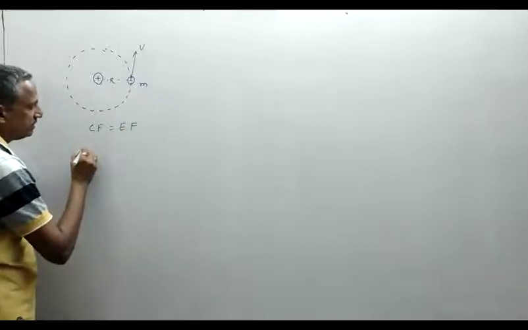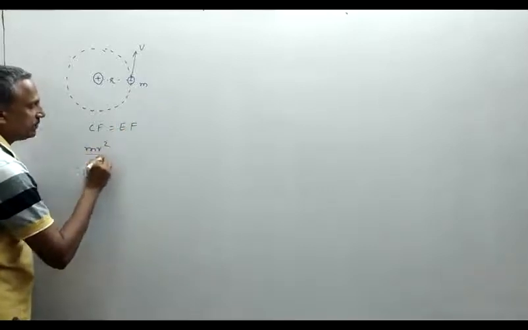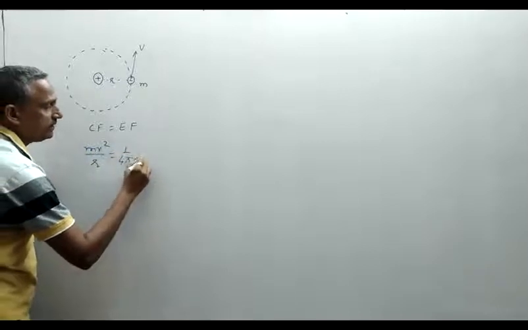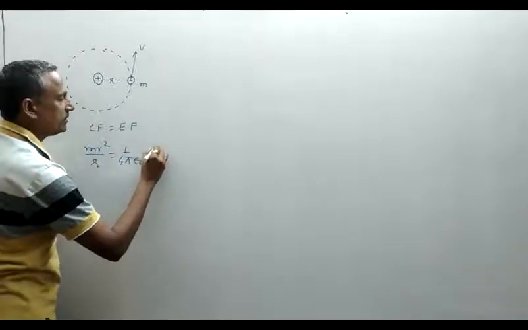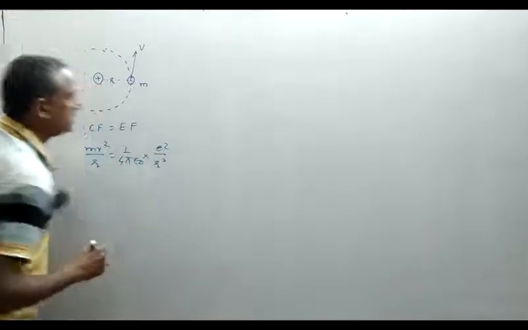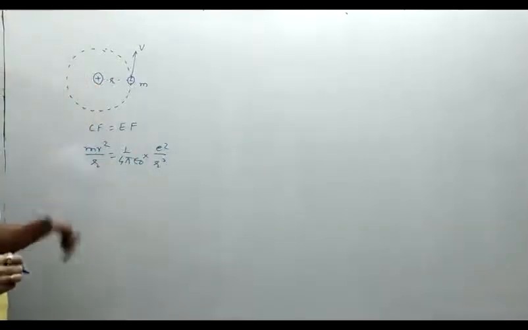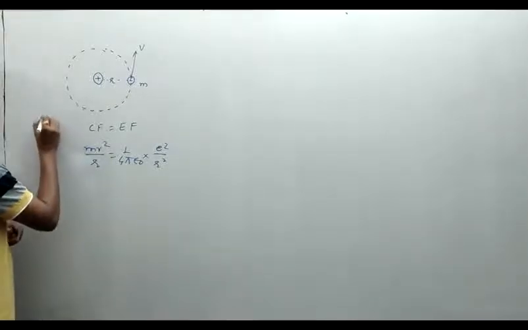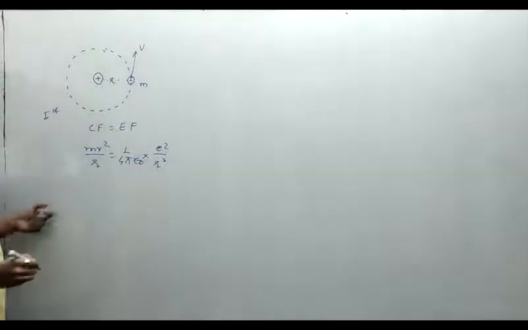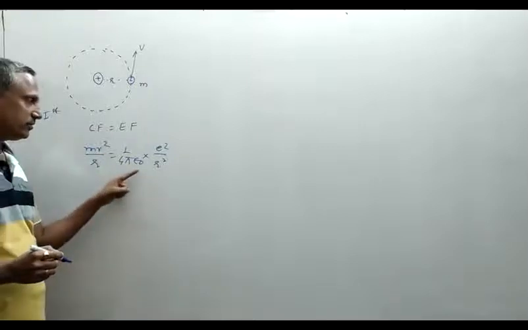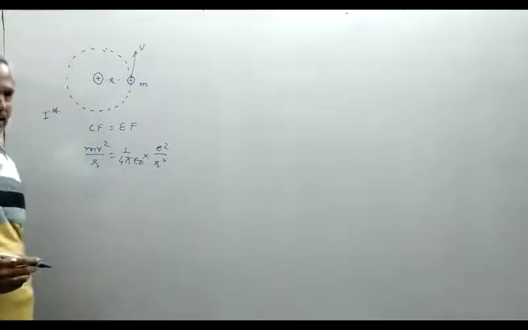force, and its formula is mv square upon r is equal to 1 upon 4 pi epsilon 0 multiplied by e square upon r square. Now in this case, Z is equal to 1 for the hydrogen atom. According to the first postulate of Bohr's theory, this is the formula: mv square upon r is equal to 1 upon 4 pi epsilon 0 multiplied by e square upon r square.